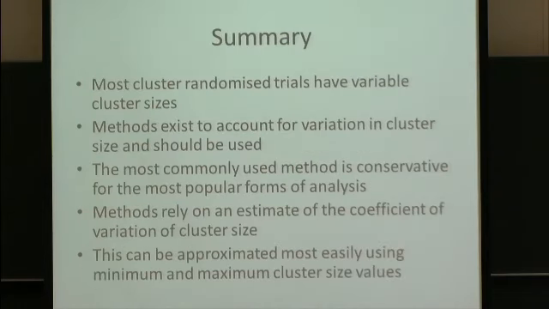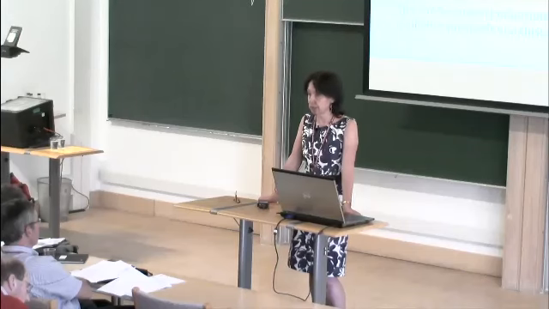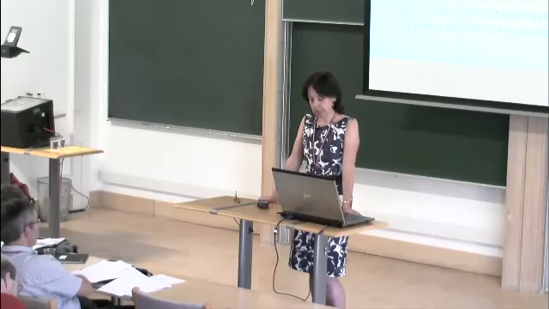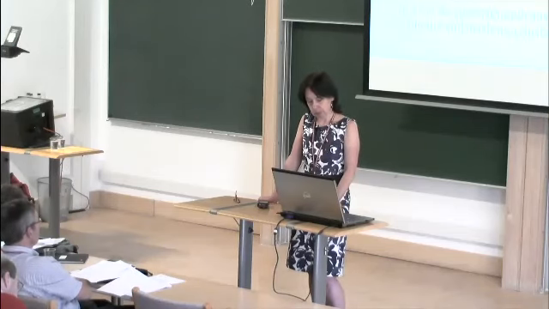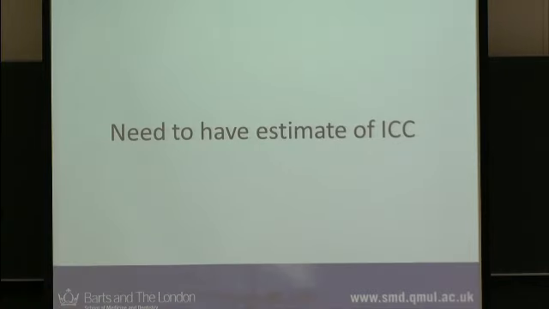Okay, so in summary, most cluster randomised trials have variable cluster sizes. There are methods that exist to account for that, and they probably should be used. The most commonly used method is the method which assumes that you're doing an analysis weighting by cluster size, and it's conservative. The methods rely on an estimate of the coefficient of variation of cluster size, and this can be approximated most easily using minimum and maximum cluster size values.